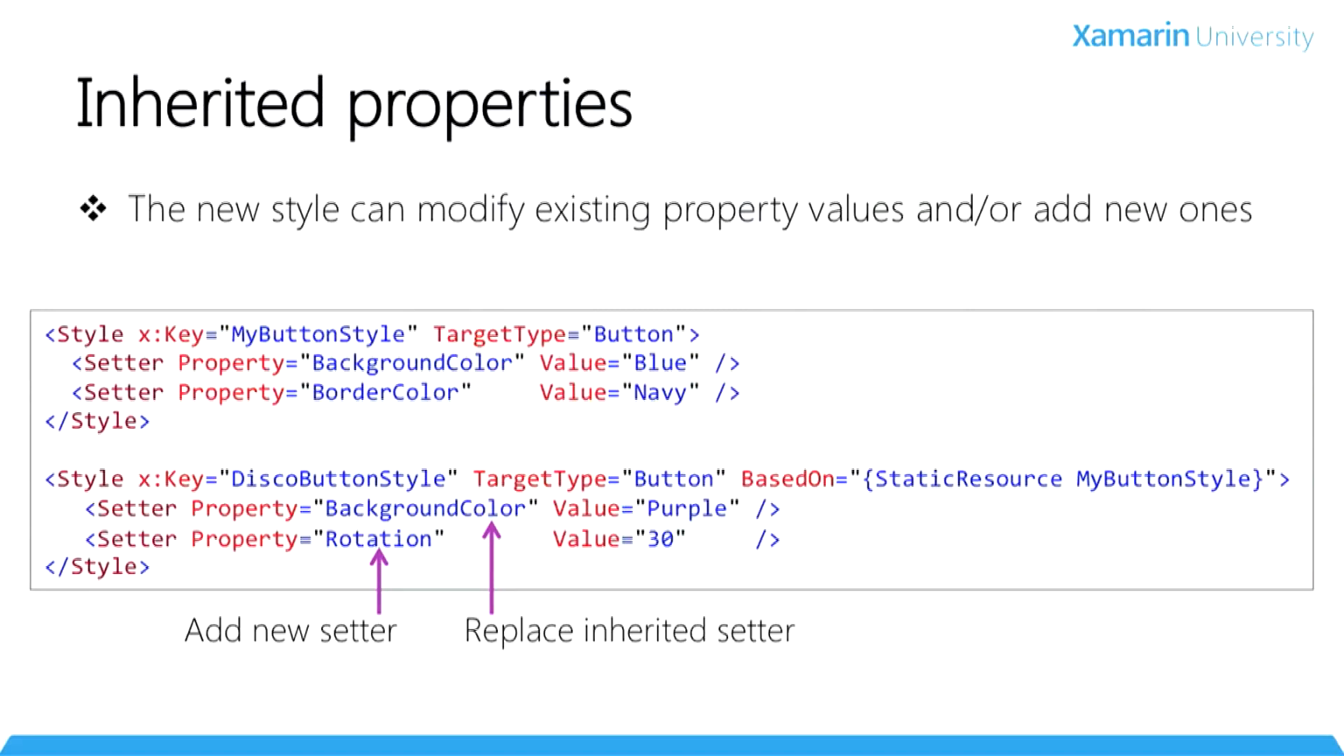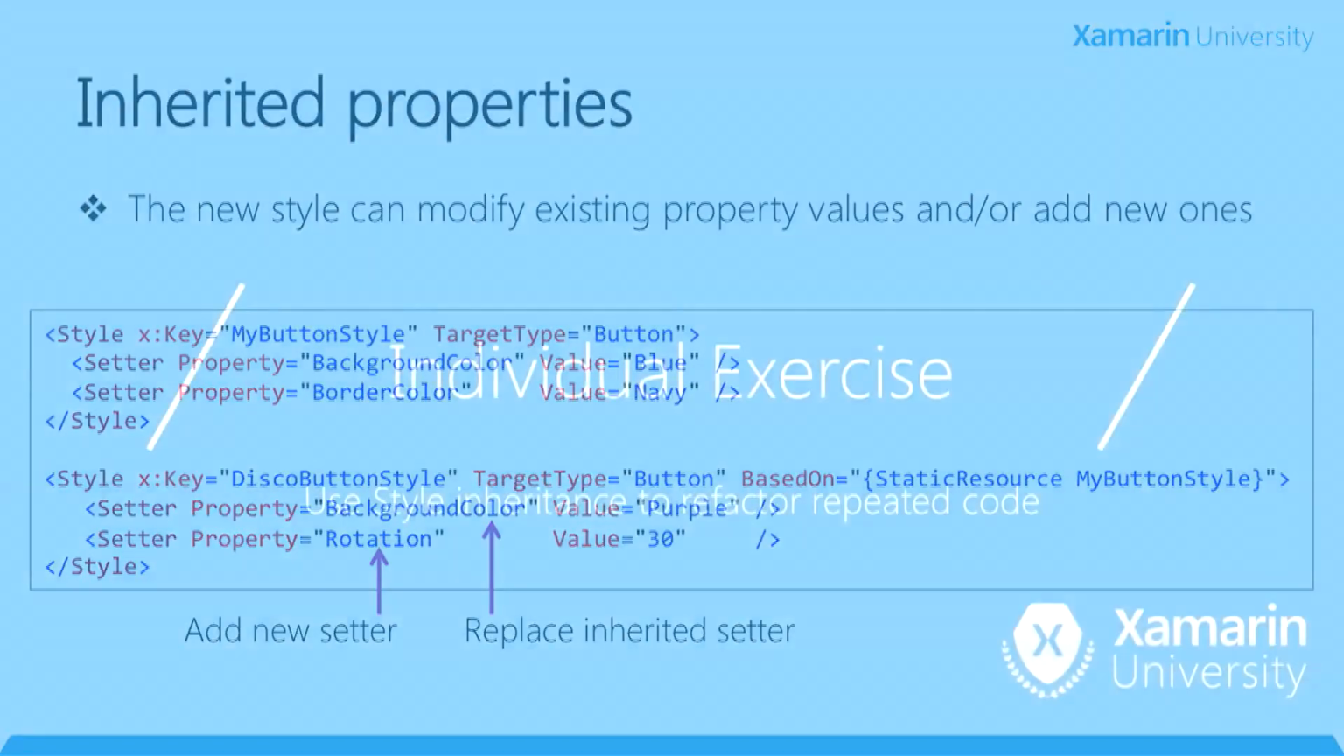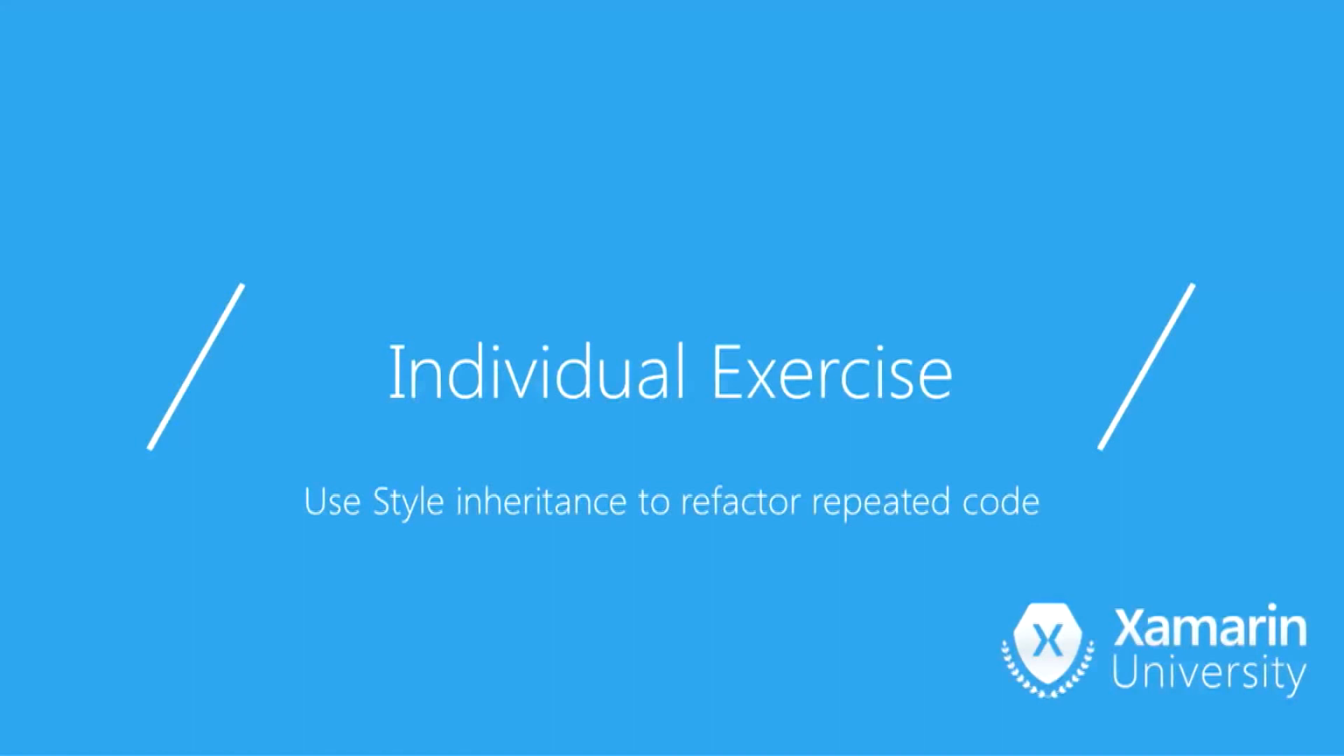A derived style will typically want to modify its base. It can extend its base by adding a new setter that didn't appear in the base, or it can customize the base behavior by including a setter for the same property as a setter in its base, and the setter in the derived style will override the one in the base. Let's do another quick individual exercise, and this time we'll be looking at investigating style inheritance. So feel free to pause the video now and complete exercise 5 in the lab materials.